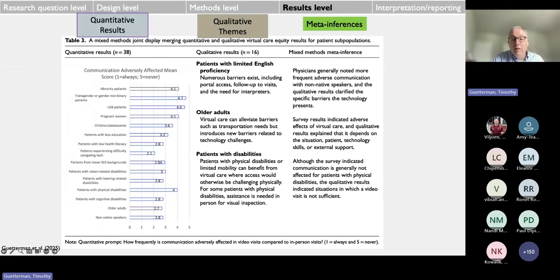So putting that all together, although the survey indicated communication is generally not affected for these patients, the qualitative results indicated situations in which it was not sufficient. So it was kind of a mixed bag, thinking about what specific disabilities, so if it was hearing or vision versus physical versus cognitive and so on. And then qualitatively, we learned instances where it was positive and instances where it was negative. So it really expanded the understanding. It explained what we were seeing in the quantitative results and some of that variation.